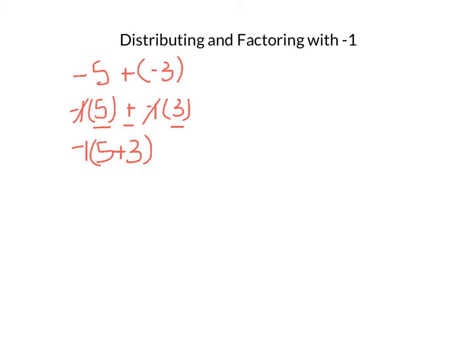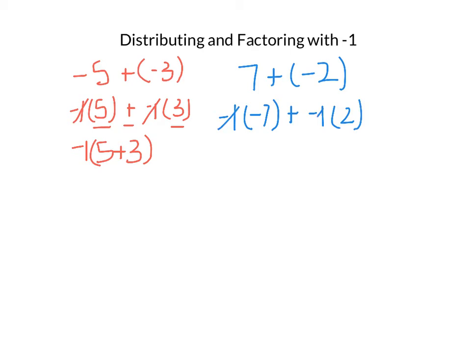Let's try another. How about this time we'll make the first number positive, like 7 plus negative 2. Again, if I'm going to factor out the negative 1, negative 1 times what equals 7? That would be negative 7, because only a negative times a negative is a positive. Plus, well, negative 2 is negative 1 times 2. So again, I take out the negative 1, put it in front, and then I'm left with negative 7 plus 2. And again, that's as far as we want to go. We don't need to go any further. That's what we're going for.